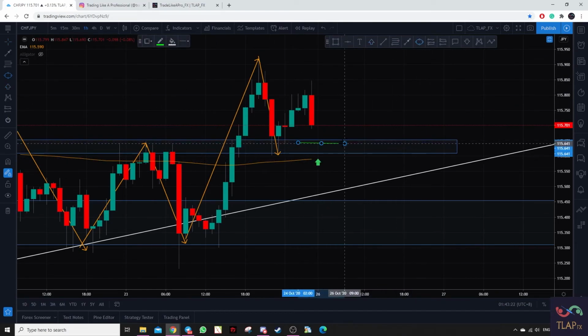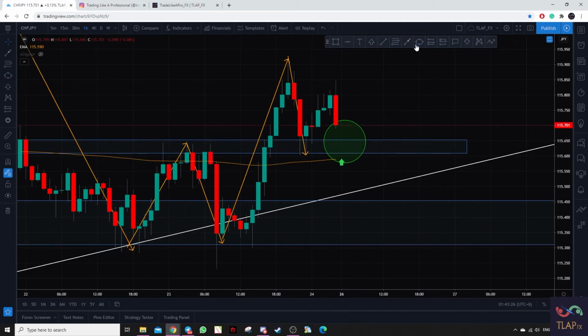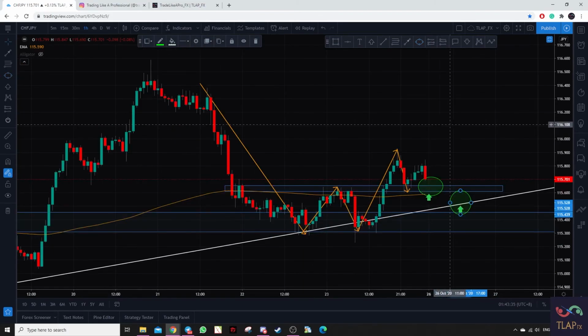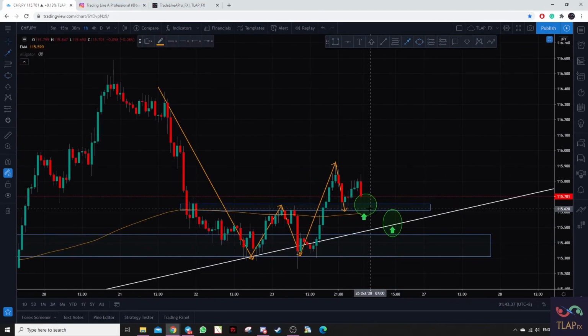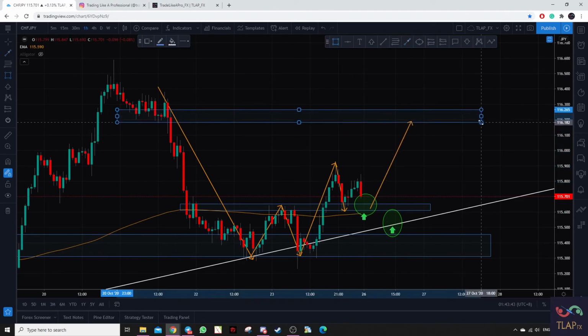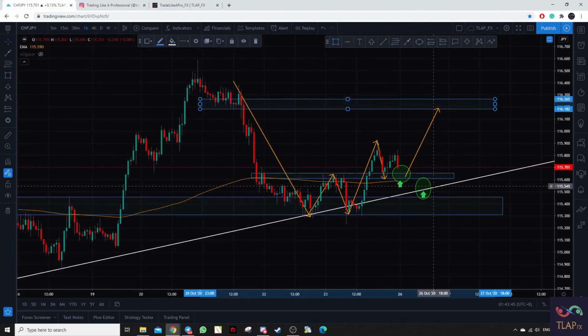So look for buying pressure onto this level again. If not, we can wait for another buying opportunity at this trend line over here. So look for buying confirmation before taking the subsequent long positions towards previous high. So we can actually aim at this level for our take profit.